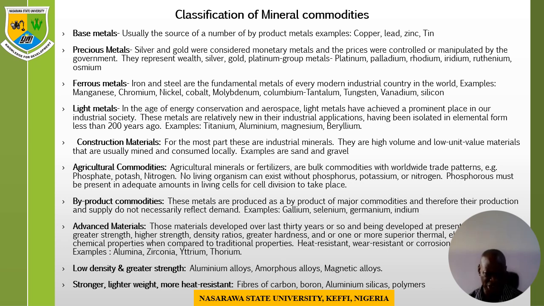potash, phosphorus, nitrogen. No living organism can exist without phosphorus, potassium, and nitrogen. Phosphorus must be present in adequate amounts in living cells for cell division to take place.